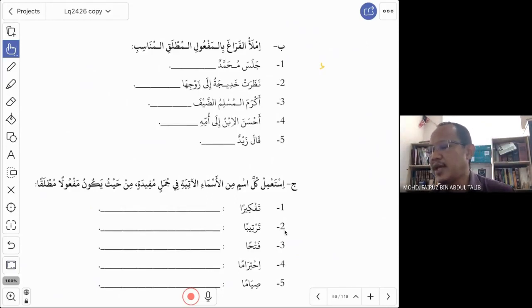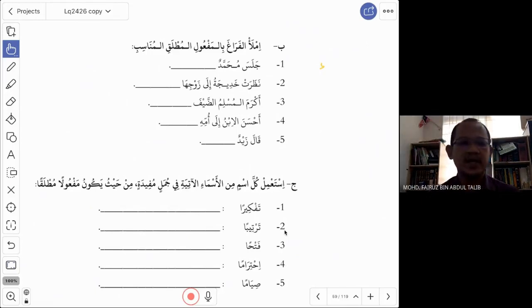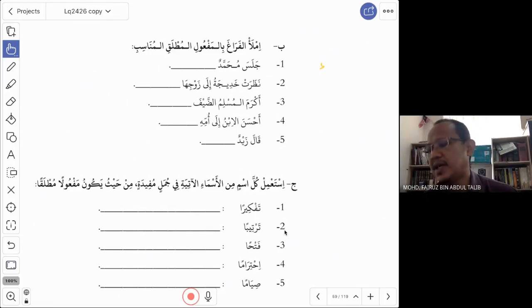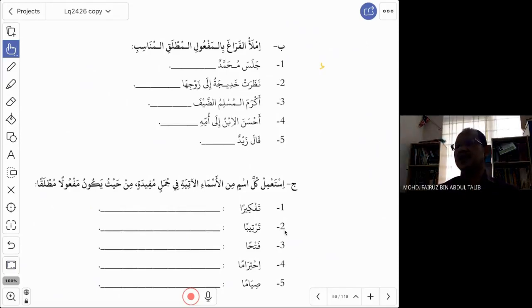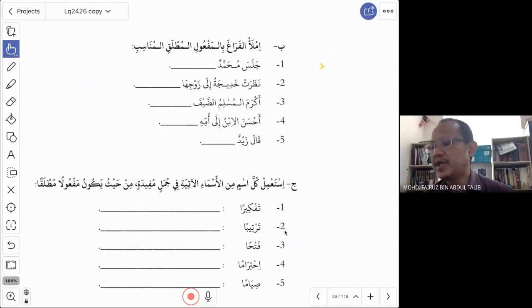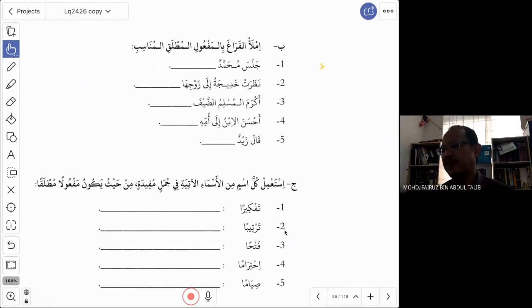Then put the word at the end of the sentence and make it in the state of mansub. Then you have a correct maf'ul mutlaq to emphasize the action. You can also add an adjective. After you have found the masdar, you can add an adjective to explain what kind of action that is. Okay, try this one.